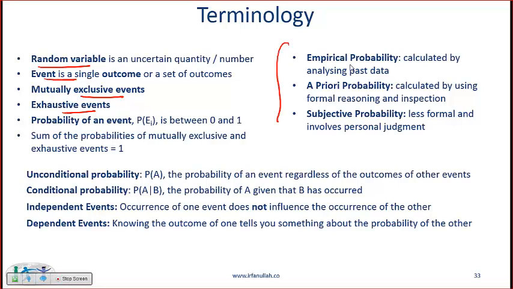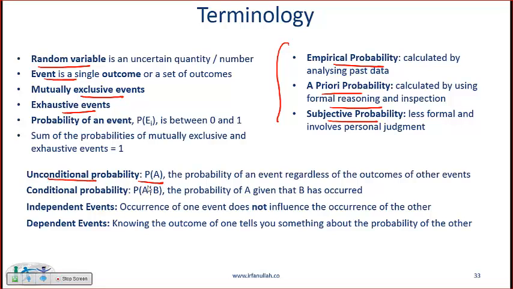Remember these terms. Empirical probability is a probability that is arrived at based on analyzing data. A priori probability is calculated by using formal reasoning and inspection, and subjective probability is less formal, it involves judgment. Remember that.